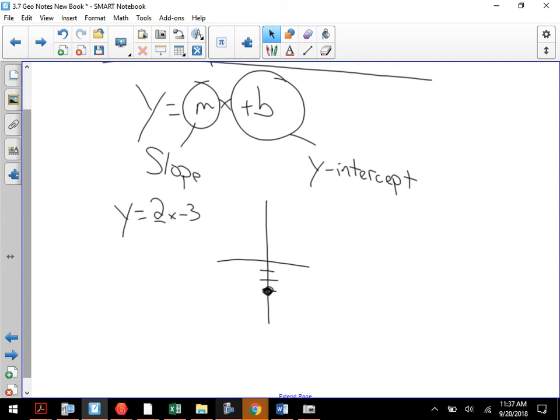Is it positive or negative? So what direction do I go first? Up 2, then what direction? Right, how many? 1. What's 2 divided by 1? You can put 1, any number can be divided by 1 and it doesn't change.